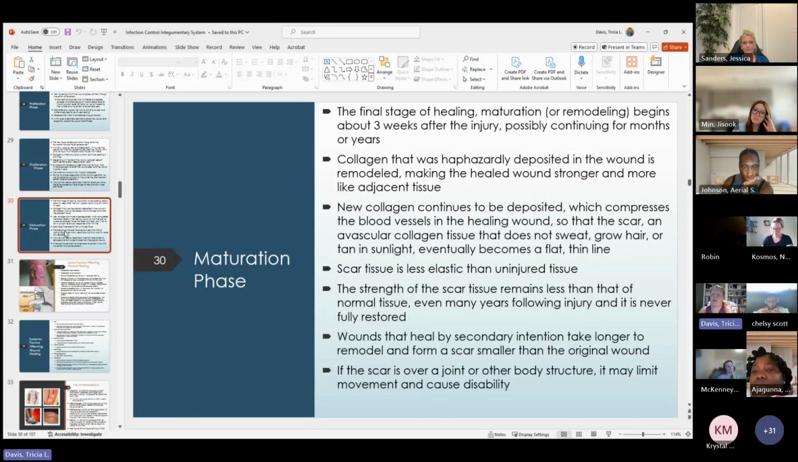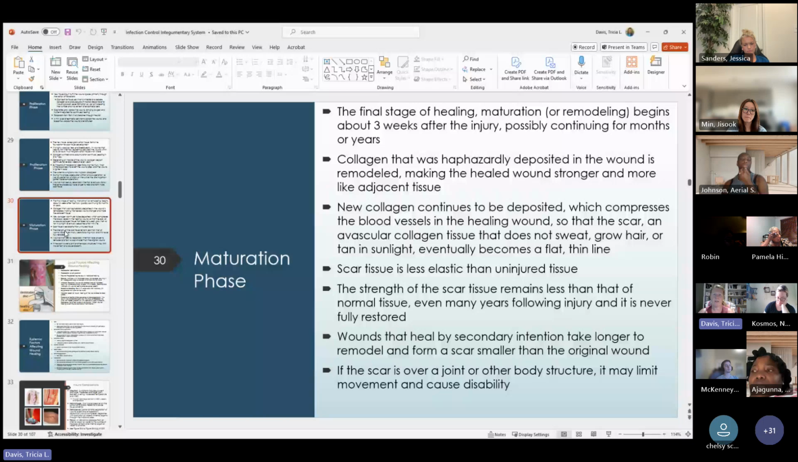So the final phase is going to be your maturation phase. So this again is going to be the final stage of healing. Okay. It's about 3 weeks after your injury. And depending on the body, the infection, the injury, how big it was, nutrition status, this could continue for months or even years. Okay. So any type of collagen that was placed in the body in that wound during the previous period is then going to be remodeled, and it's going to make that wound stronger, and it's going to be as close to as it can be to that tissue that surrounds it. Okay, so it's going to try and even out and spread out to become one.